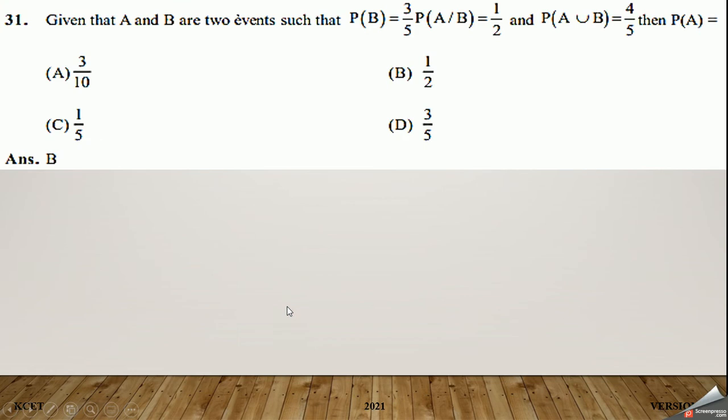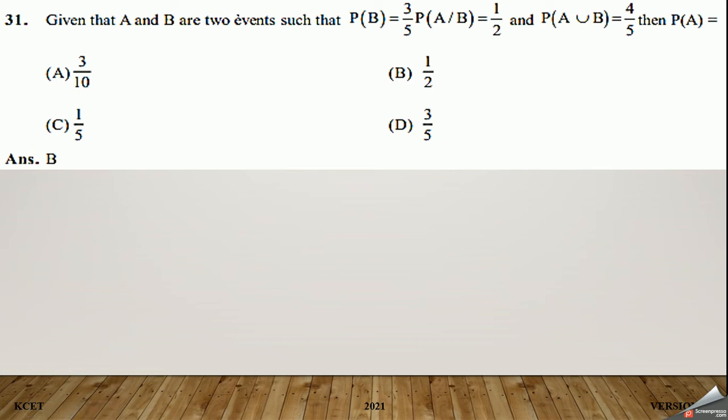The 31st question, I'm not going to read out the question as we can save time. Here they have given P of B as 3 by 5, P of A by B as 1 by 2, P of A union B is 4 by 5. Then to find P of A, using P of A by B, that is the conditional probability, let me find out P of A intersection B.